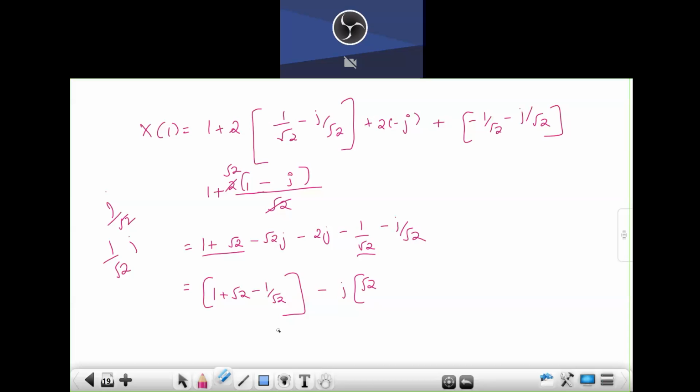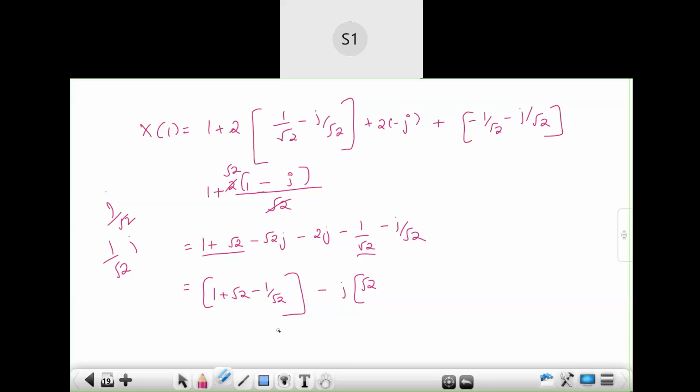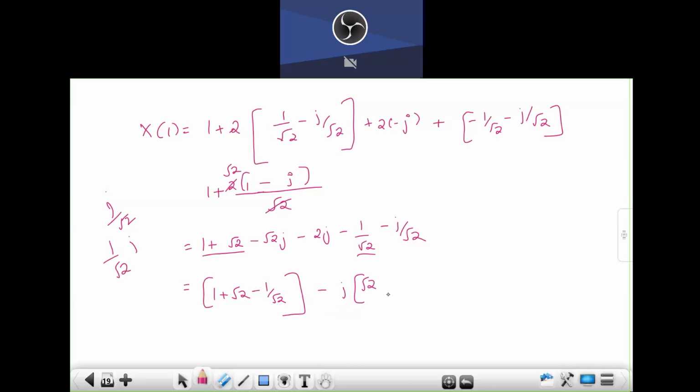Okay. So you understood how to do this? J you take it out. All the imaginary terms you group together: root 2 minus 2. If you want to take minus outside, you can take, or you keep plus. If you keep it plus, minus root 2 into j, minus 2 and minus 1 by root 2. Okay. So all these things you solve, you will get the answer, whatever I've written.